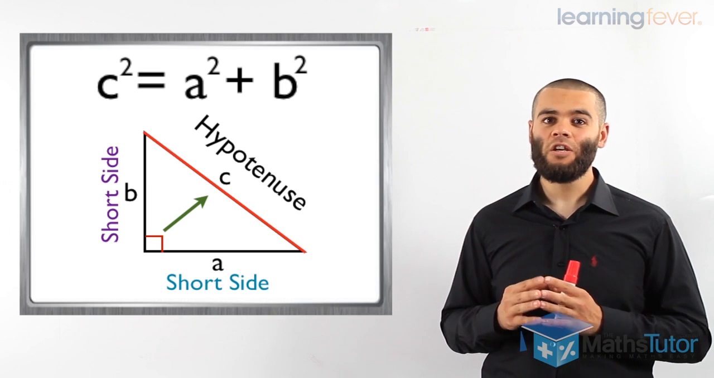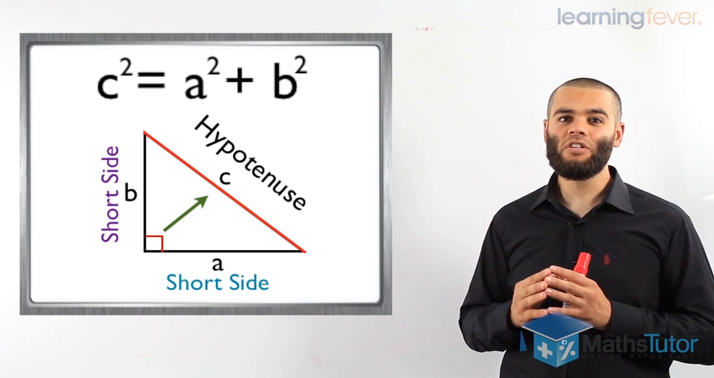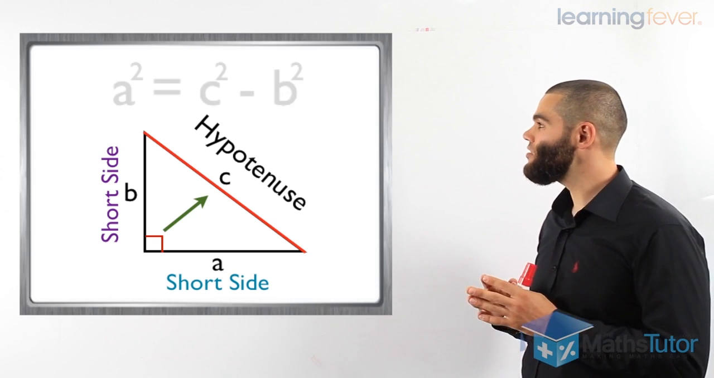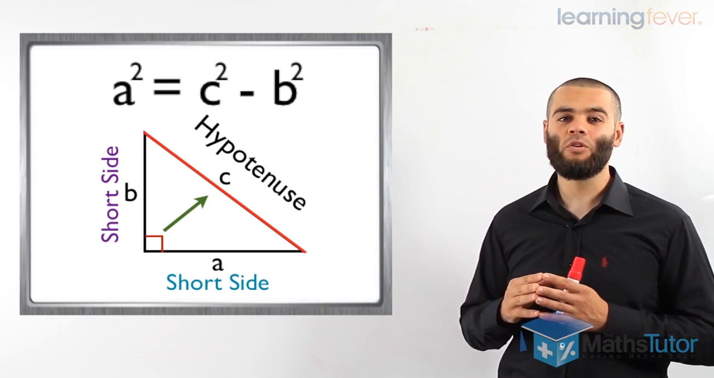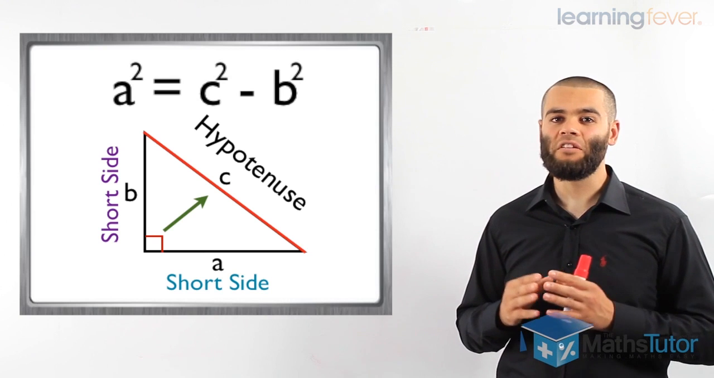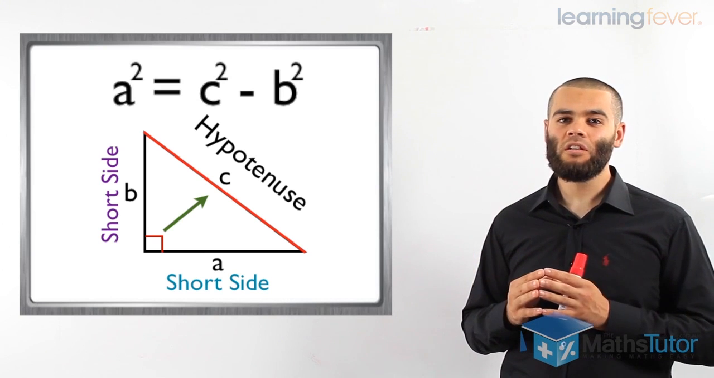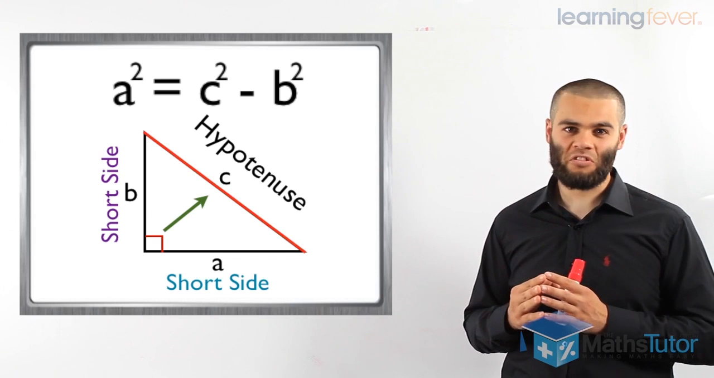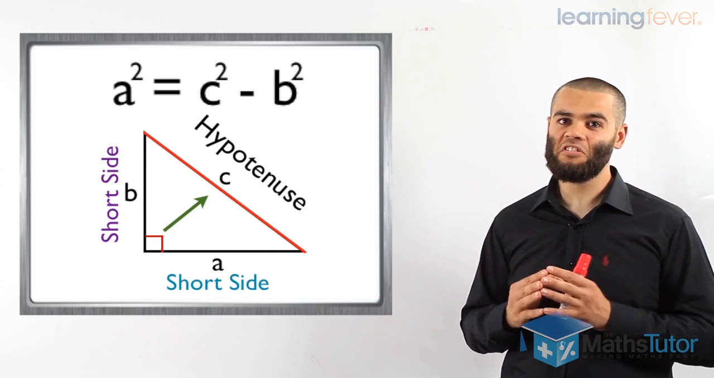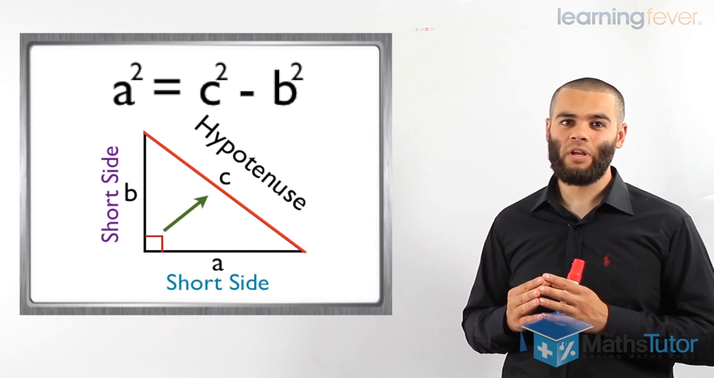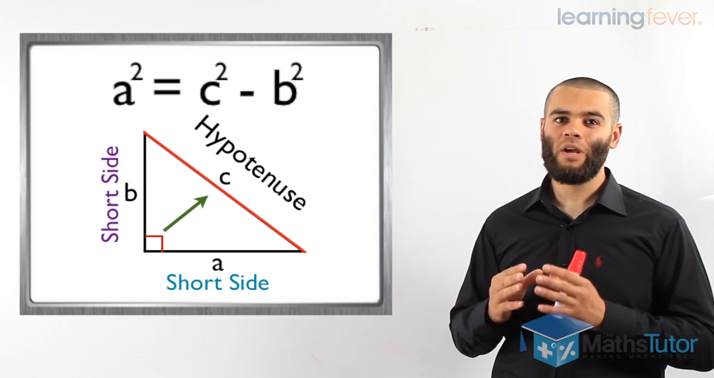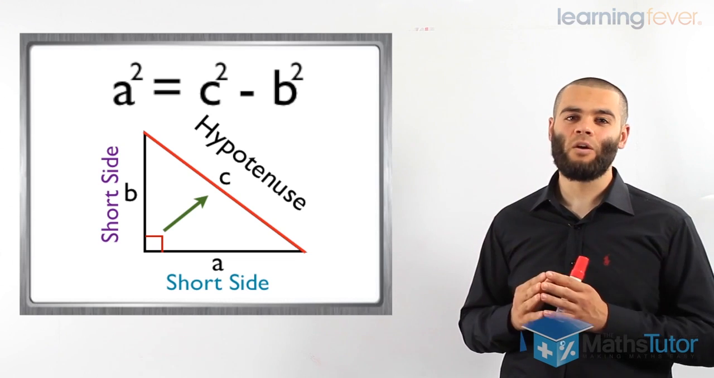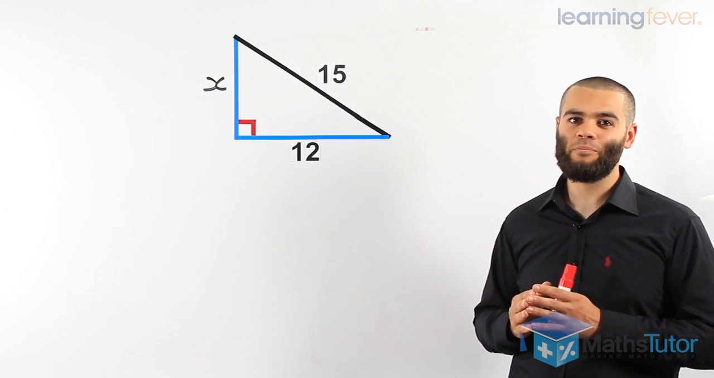Now to work out the short side, we use the same formula, but we rearrange it. That way we can use it to find the missing short side. The formula we use is basically a squared equals c squared minus b squared. All we're doing is rearranging it to say that the hypotenuse, take away one short side, will give us the other short side. The hypotenuse squared, take away a short side squared, we're going to get the other short side squared, and then we square root. So it's exactly the same process, but instead of plus, we're going to take away. Let's see how it's done using the example I have here.